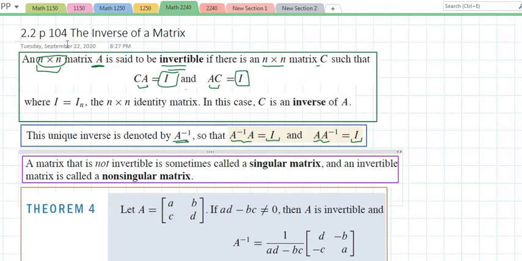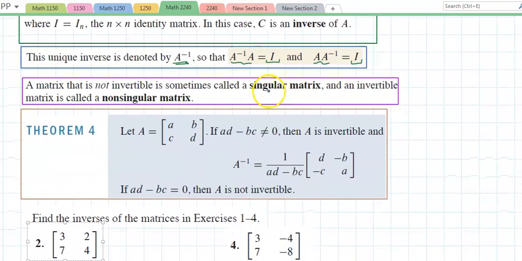And then a matrix that is not invertible is called a singular matrix, and an invertible matrix is called non-singular. I suggest you stick with invertible and singular. Don't try to memorize both, it's kind of confusing. So if it's not invertible, it's singular. Think of singularity, right? Like a black hole. Doesn't exist. So, not invertible.